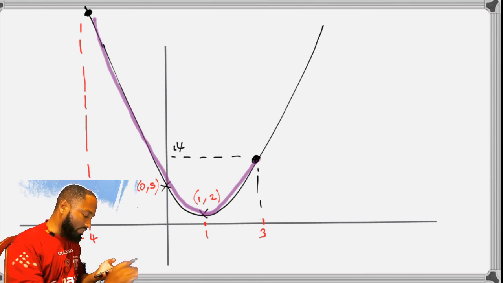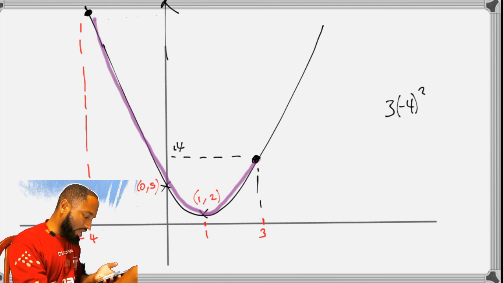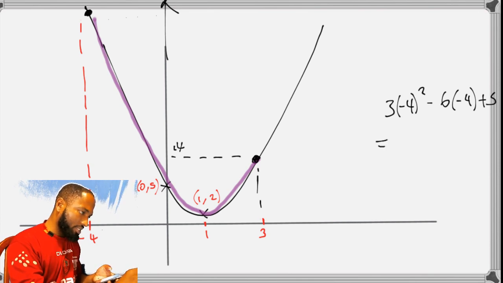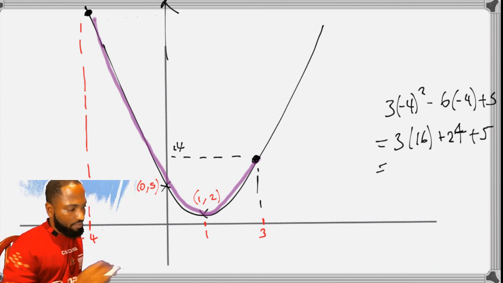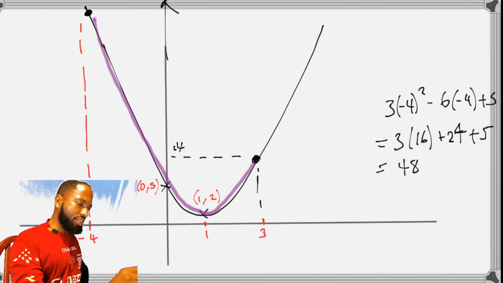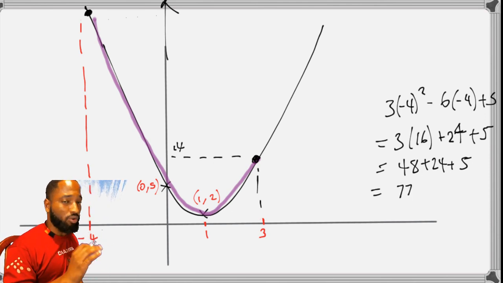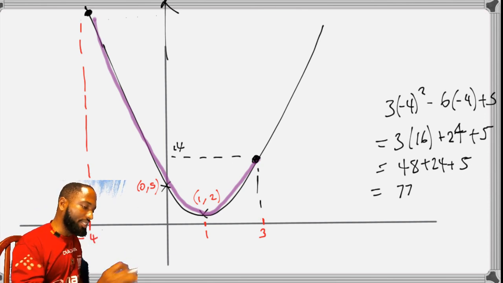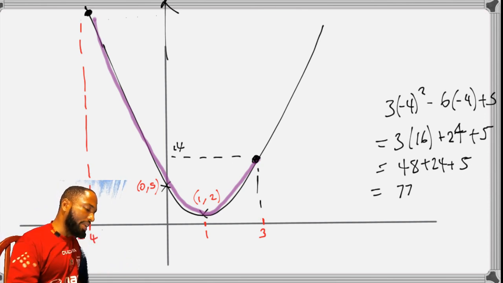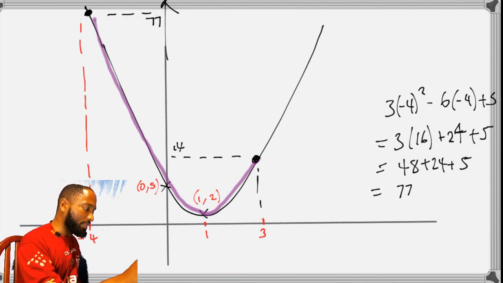And if you substitute negative 4, you'll get a big number. To find what this number is up here, you get 3 by negative 4 squared, take away 6 by negative 4, plus 5. So 3 by 16, which is 48, plus 24, plus 5, which is 77. This is 77, I could be wrong. So this is going up to 77.